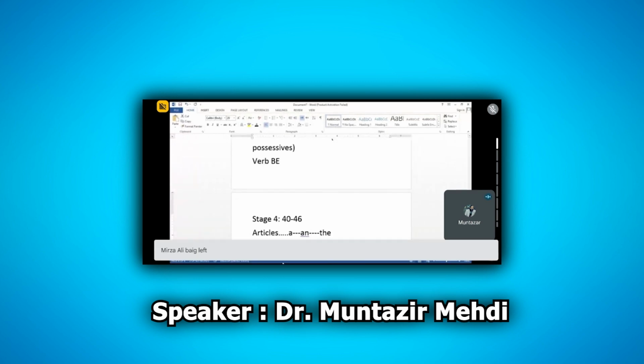So these kinds of constructions, the children start learning in stage 4. Also, this is the stage of what we call overregularization. I will explain this point to you in detail as well.